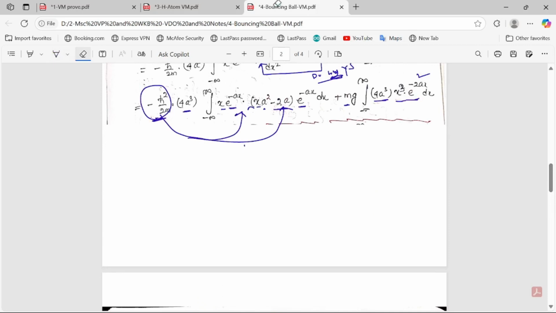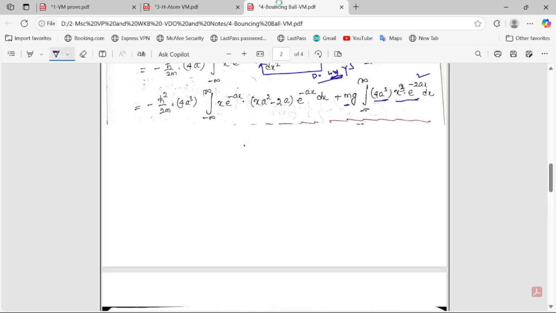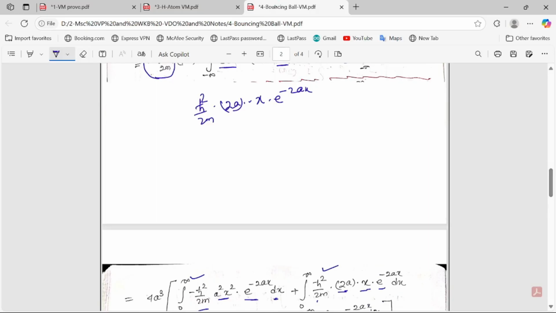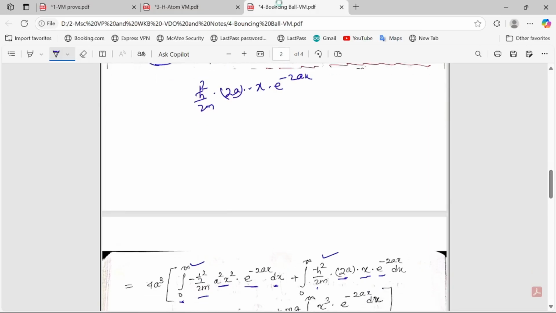Again I am going to show you, carefully you just watch this term, see second term minus h square by 2m, this one multiplied with this one, it will be how much, plus h square by 2m into 2a into x into e to the minus 2ax, same thing I have written over here, h square by 2m 2ax e to the minus 2ax dx, okay.